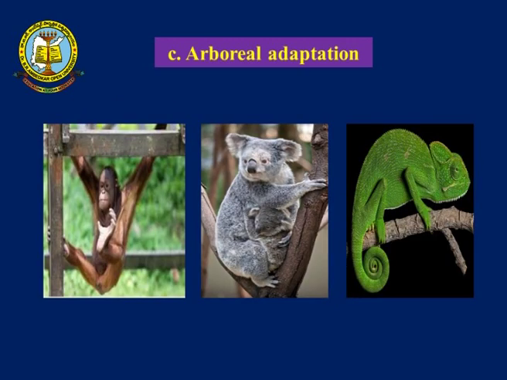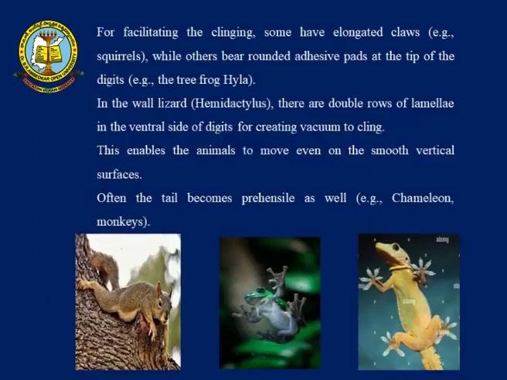If you can see over here, the monkey has a prehensile foot and prehensile hands, so it is able to hold on to the different logs or trees. The koala is able to climb along with the baby on it, holding on to the baby and climbing the trees because of the prehensile digits that are present. And of course, the chameleon also has the same syndactyle digits, which are able to climb onto these different trees or rocks. For facilitating the clinging, some have elongated claws like in squirrels.